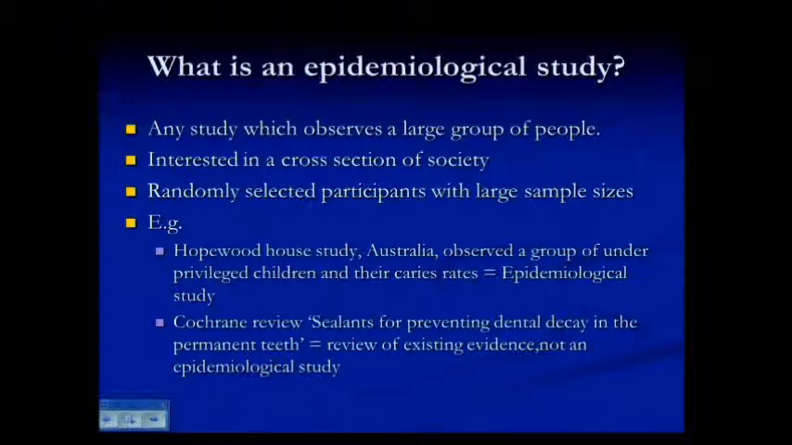However, the Cochrane review that one of you guys spoke about in Journal Club a few weeks ago, that looks at sealants for preventing dental decay in permanent teeth, that's not an epidemiological study. Okay, that's a systematic review. It's a literature review. It's looking at lots of different evidence gathered from lots of different means and drawing conclusions from them. So whilst some of the studies that they look at might have an epidemiological basis, it's not an epidemiological study because it's not looking directly at a population.